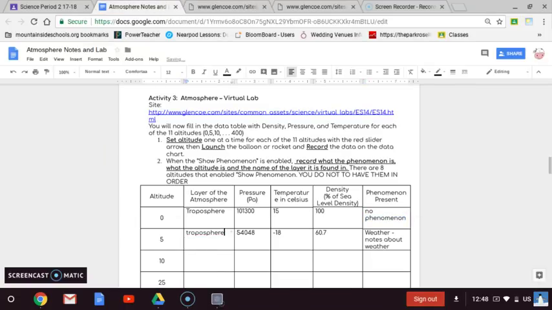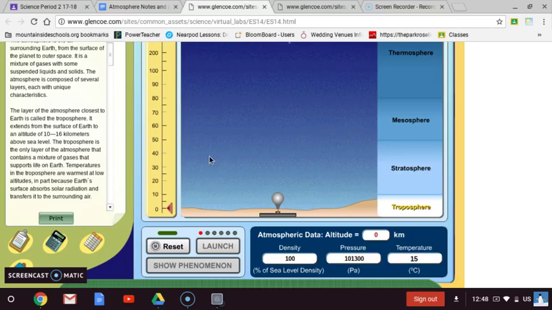And we now have to do layer altitude of 5 kilometers. So I'm going to go to Glencoe, and I will adjust my red slider to an altitude of 5 kilometers. And you'll see that this launch button lights up. So I'd click launch. And you will see that the numbers here change. So you would have to record these numbers.